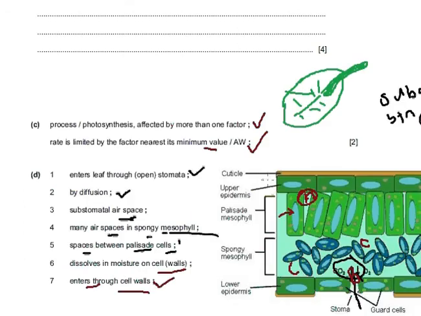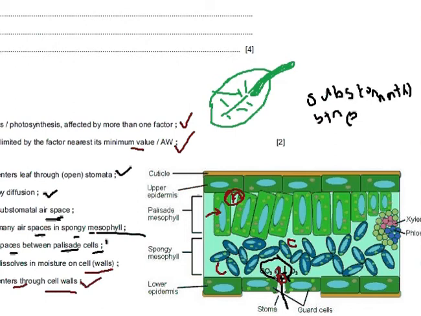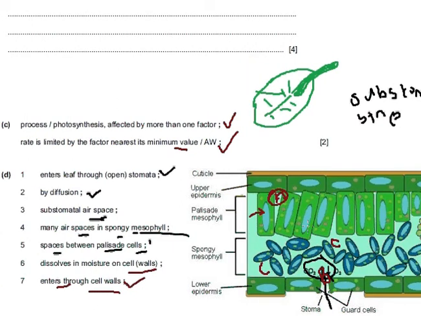You should just show that you know the structure. So you can start with it enters through stomata, then it goes to the substomatal region, and then from there it passes to the airspaces between spongy mesophyll cells, then the airspaces between palisade cells, and then it dissolves in the moisture on cell walls, and then it enters the cells. Okay, so I hope that was clear.